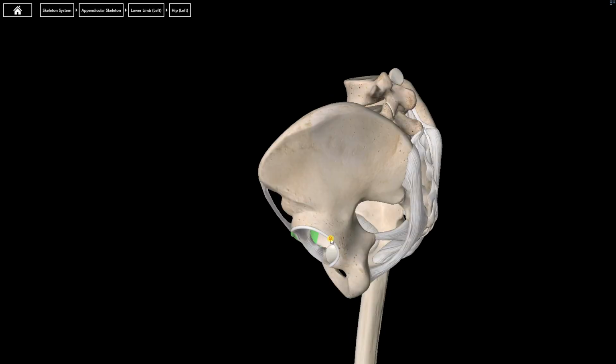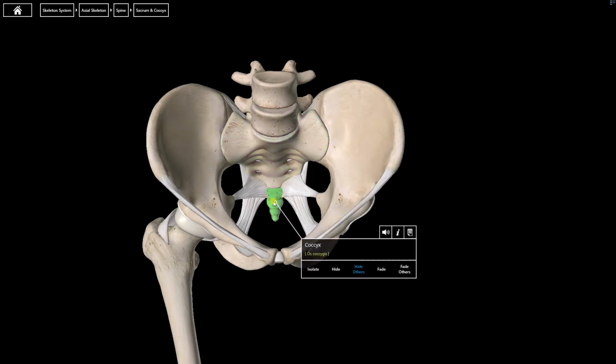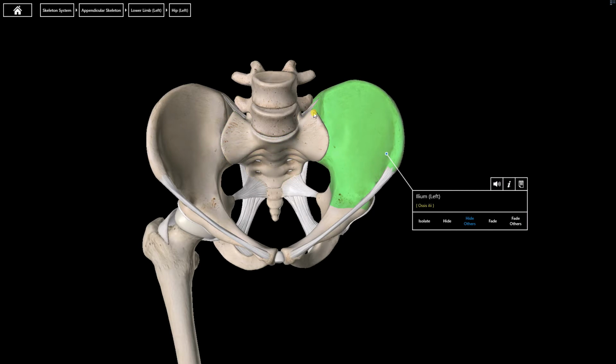And then finally, the last aspect of the hip is the sacrum and the coccyx, which, when articulating with the ilium, form the sacroiliac joint, which is a synovial joint.